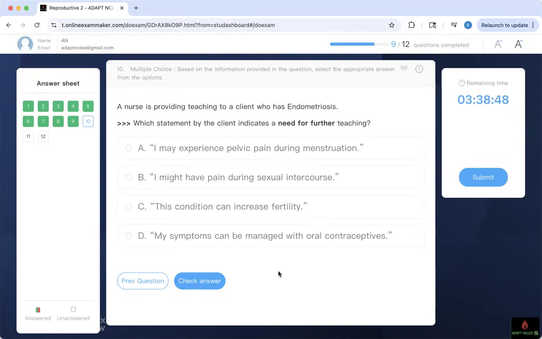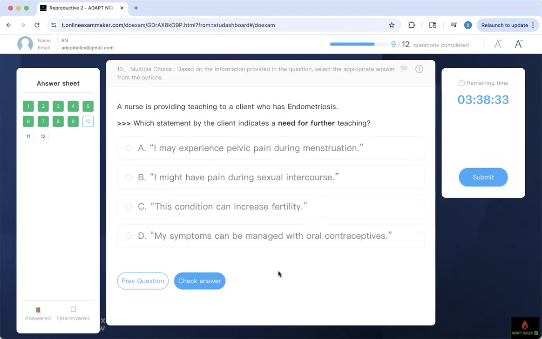Don't get trapped. You know the answer. I change the words to trap you, but if you focus on the keywords, you pick the right answer. You pick yes? I know you pick it because we need further teaching, right?